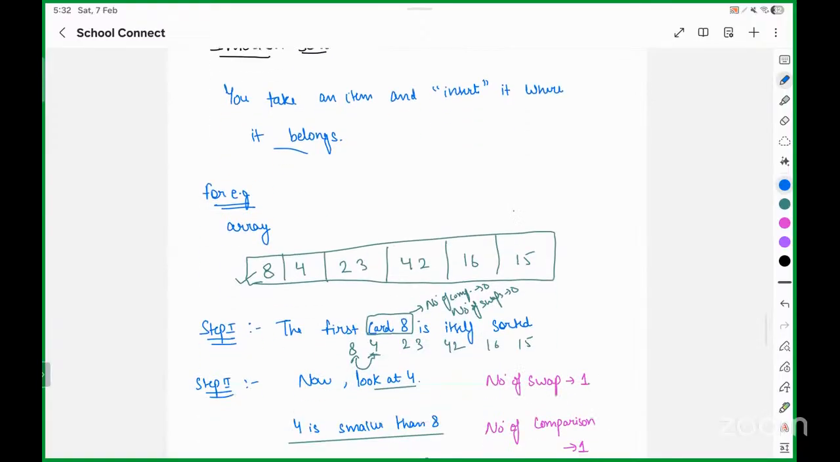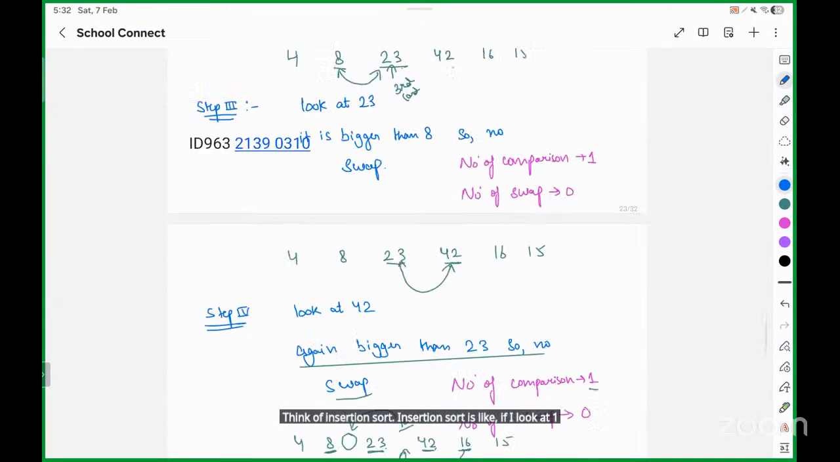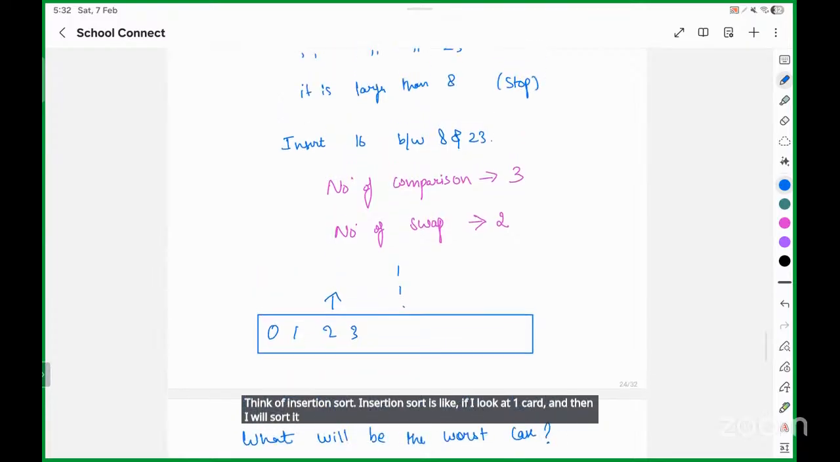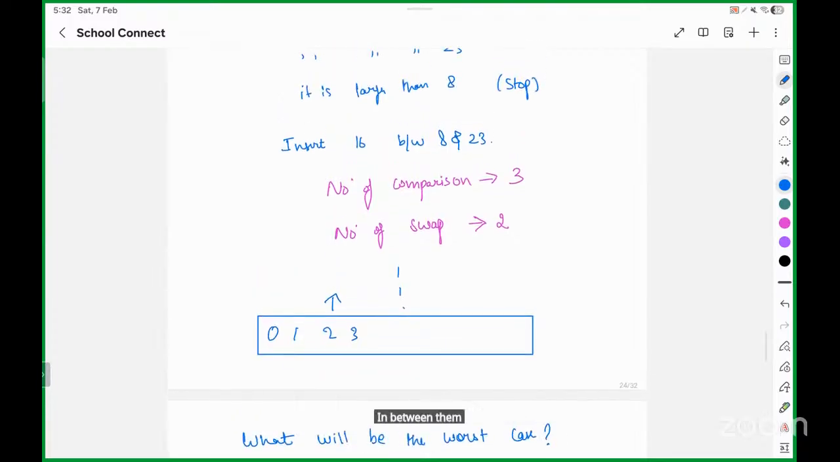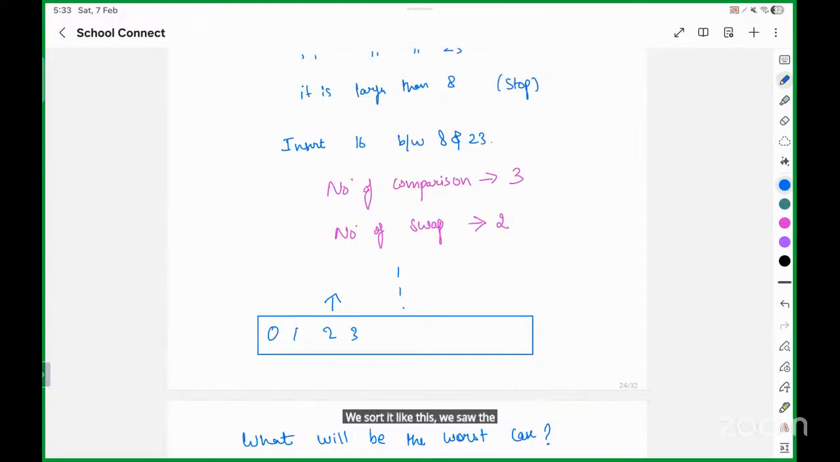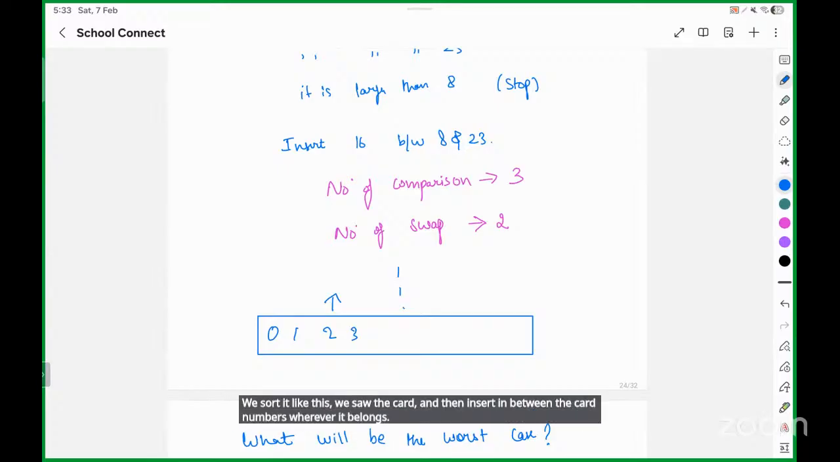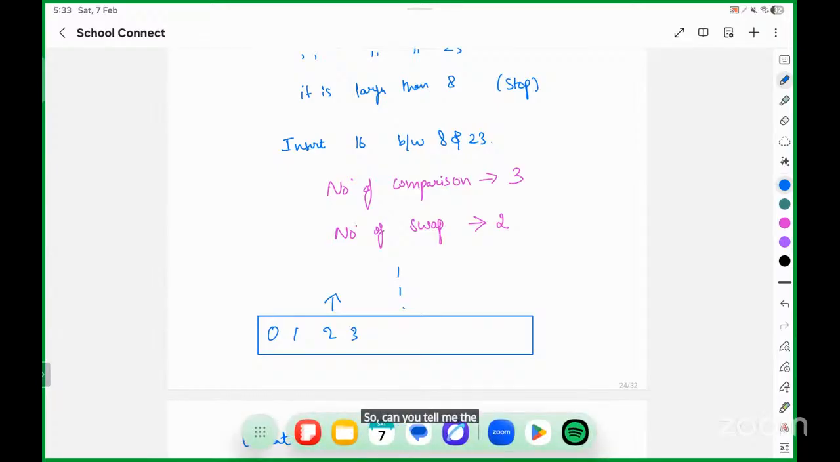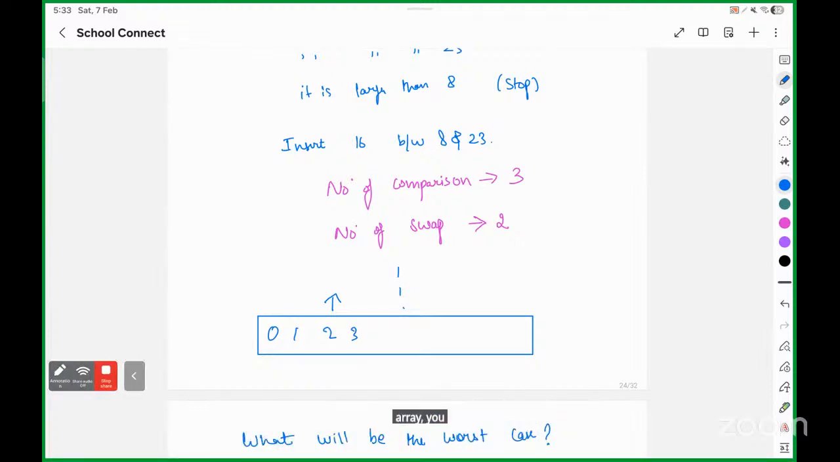Insertion sort is like if I look at one card and then I sort it, placing it in between the others. That is what we generally do when we play cards. When we sort it like this, we see the card and then insert it in between the card numbers wherever it belongs. So can you tell me what the worst array would be, in which the number of comparisons is too much and the number of swaps is also too much?